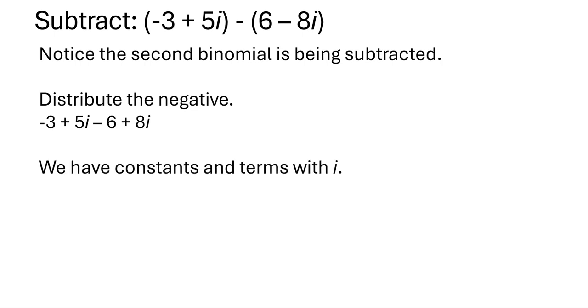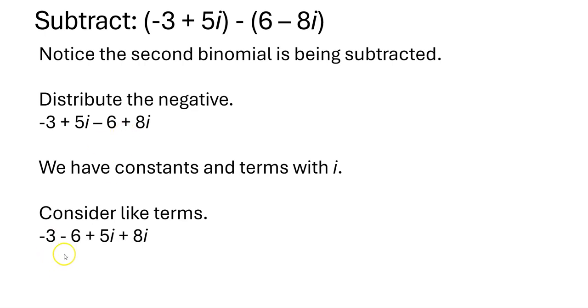Now I can say, well, let's put my like terms together. So negative 3 minus 6 plus 5i plus 8i. Notice the sign in front of the number stays with it. So the plus 5i, minus 6, those numbers move along. So I end up with negative 3 minus 6 is negative 9, 5i plus 8i is 13i.